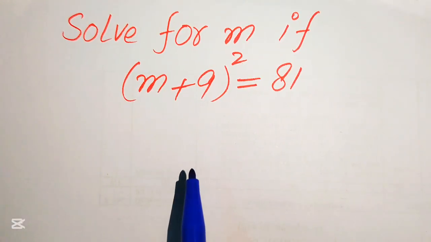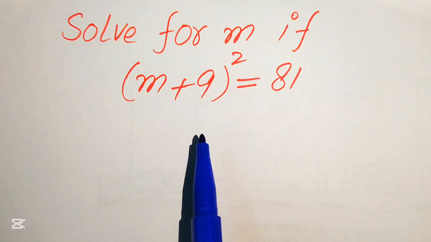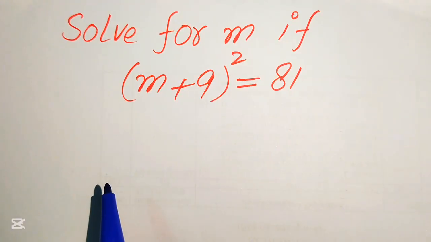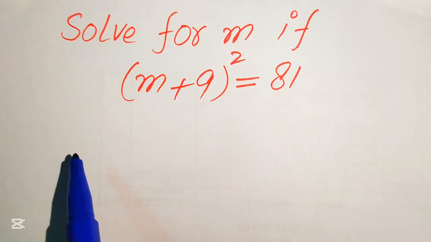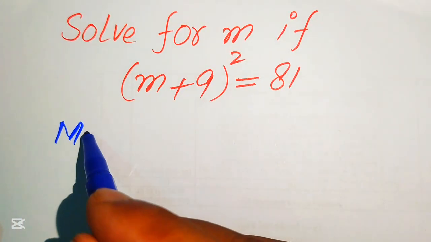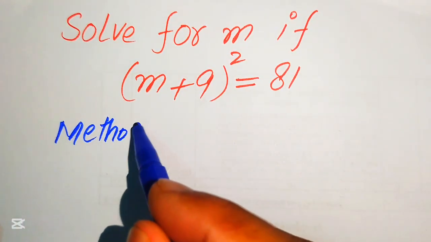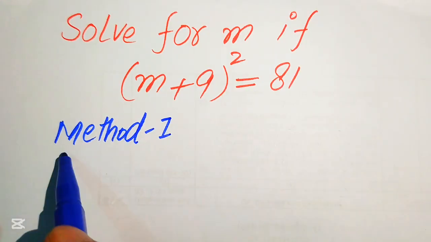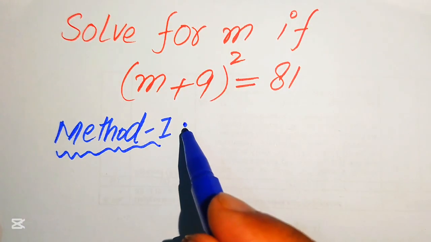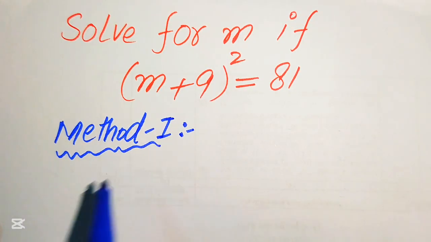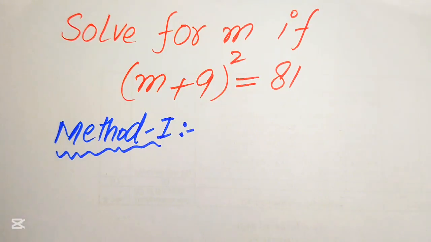So here we have (m + 9)² = 81, and we solve this problem for the values of m. We solve this problem by two methods, and here we will discuss our first method. I hope you like both of these methods, but if you have any other method in your mind, please don't hesitate to write it in the comment section.